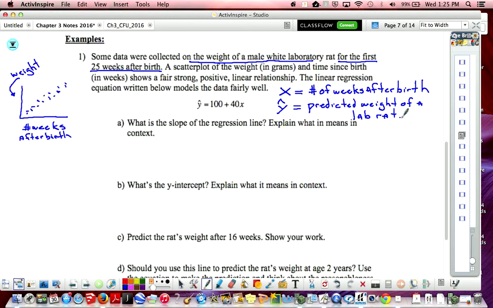Now that I have those, I think the next question asks, what is the slope of my regression line? Well, what's its value? According to this equation, what's my slope? My b value is 40. The number in front of the x is the slope.